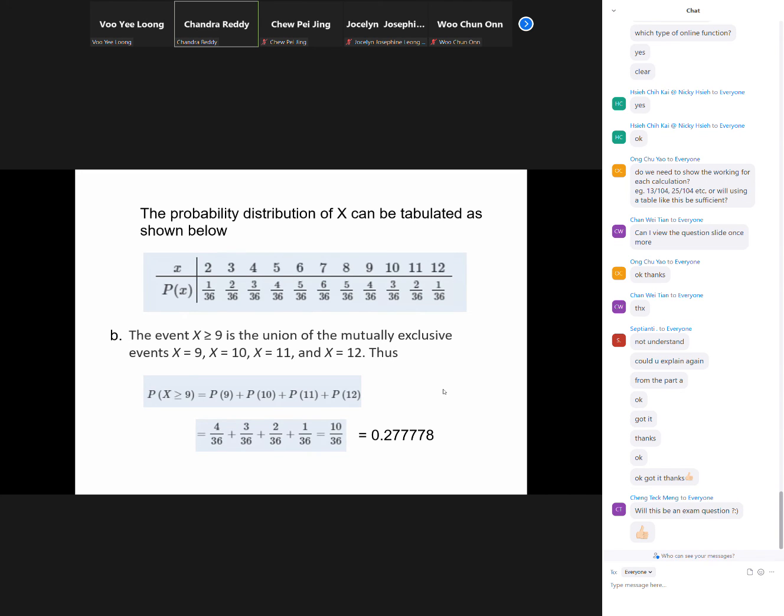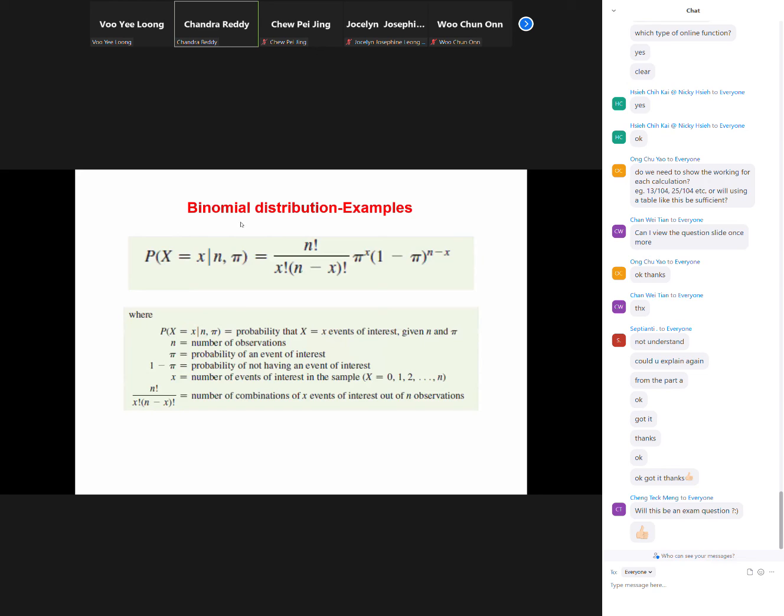Next, let us look into binomial distribution examples. Just a recap of the formula: probability of X given N and pi, where N is the number of observations or the sample size and pi is the probability of observation. The formula involves the combination NCX, which is counting the numbers in the sample space, multiplied by the probability to the power of X and 1 minus probability to the power of N minus X. So we looked into this formula. Probably you might have got good familiarity by now.